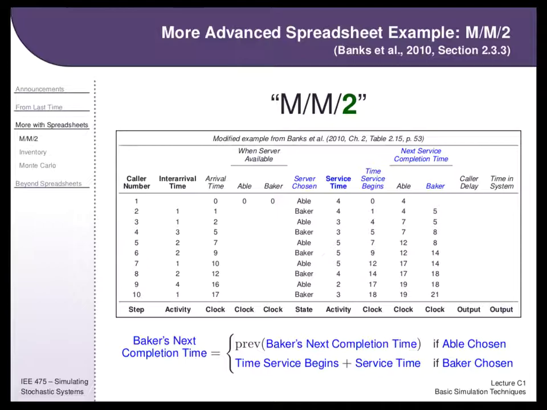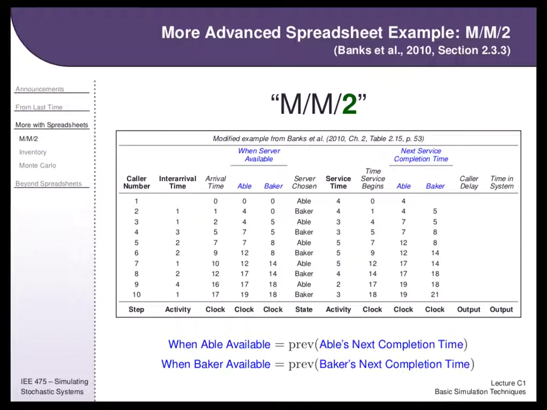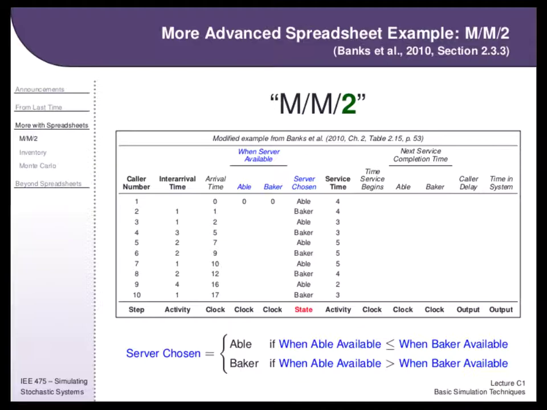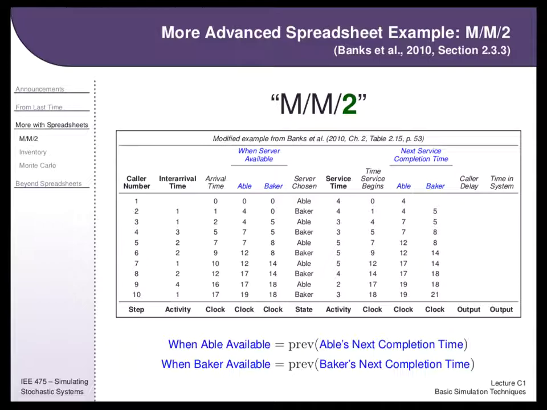And so that actually ends up doing everything for us, because once we know when the service times are complete, then we can figure out all the rest of this stuff. So if we go back to when server available, the way that formula came in, right here, this when server available is just going to take the previous completion time. So if I look across here, caller four, Able, it says Able will be available at seven. Well, that's just Able's previous completion time in the previous row. So once we know all the completion times, we know all the availability. Once we know the availability, we know which one will get chosen for each customer. And once we know that, everything else falls out.